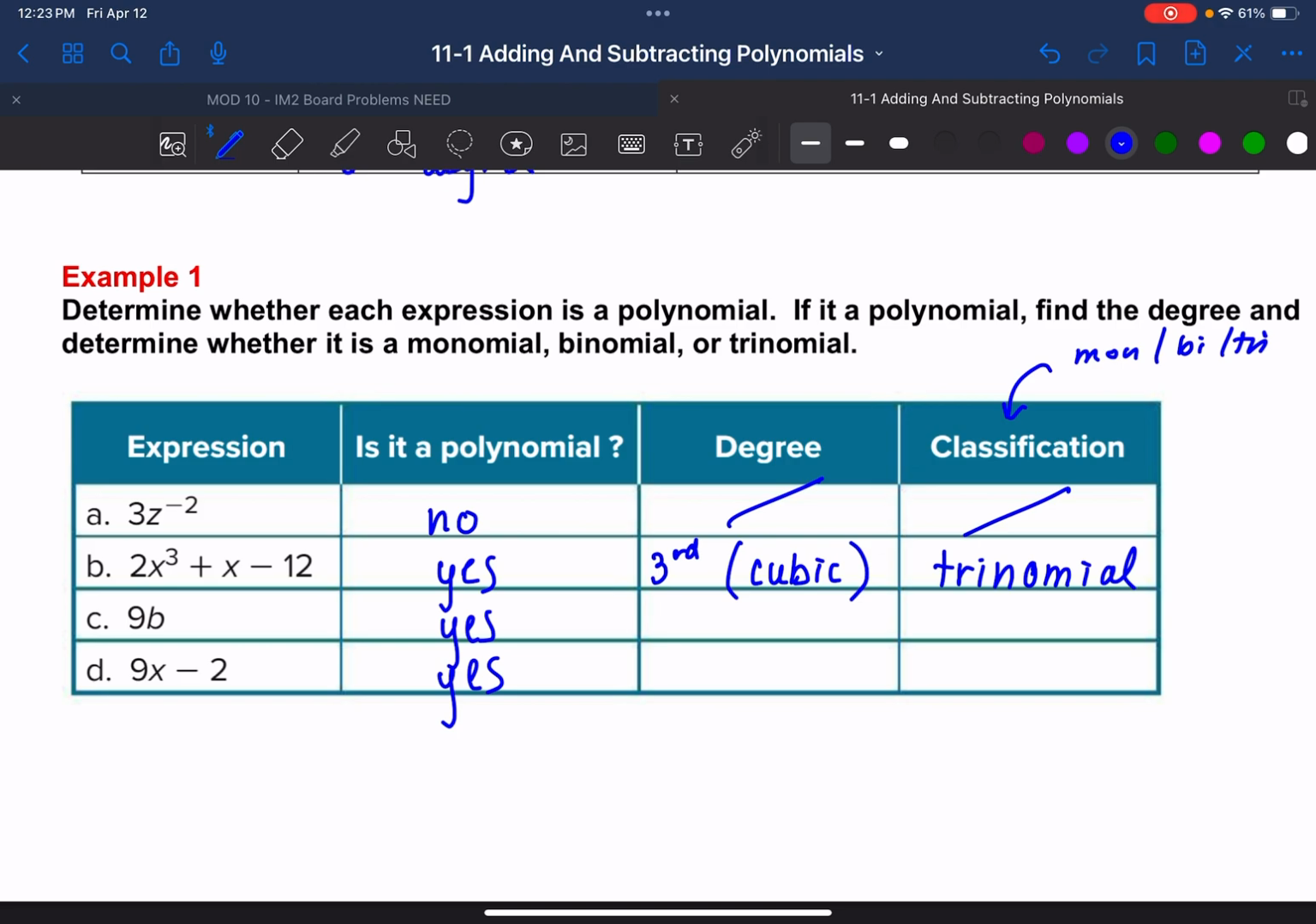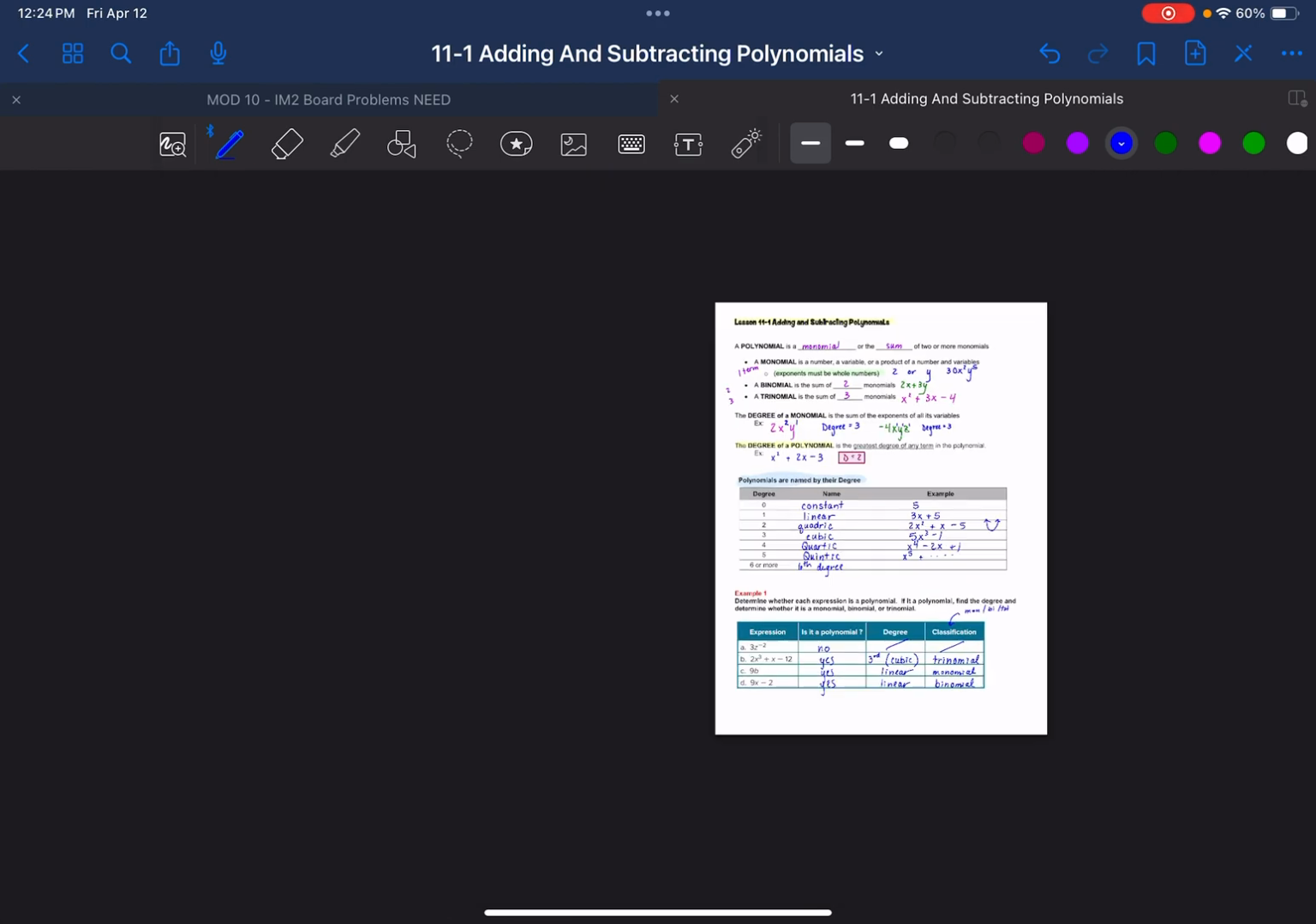C has 1 term, so we know it's going to be a monomial. And what's the highest degree? It's that 1, so it's going to be linear. It's a 1st degree, otherwise called linear. We say a linear monomial. Okay, we also have a linear polynomial here, and it has 2 terms, so we're going to say it's a binomial. Okay. So on a test, I could ask you to write an example of a cubic binomial. Okay, make sure you know those words and how to give an example.